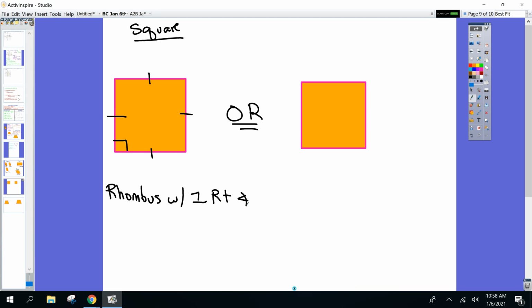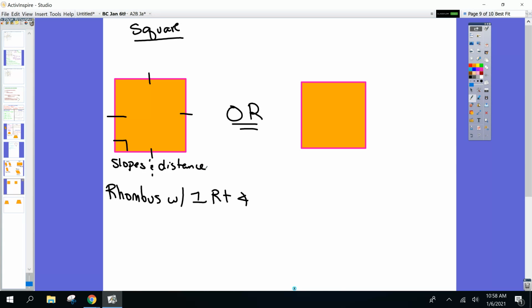So yes, you would need both slopes and distance for this one. I don't think you're going to get away with just doing one here. Slopes and distance. Everyone good on the first way to prove a square? Slopes and distance, show it's a rhombus, and then show it's got a right angle.